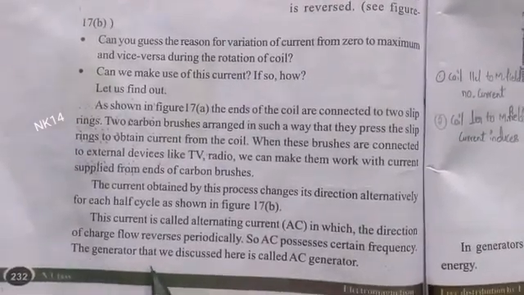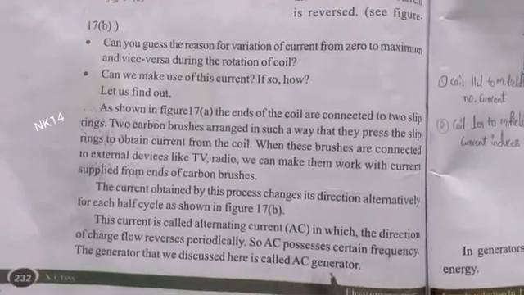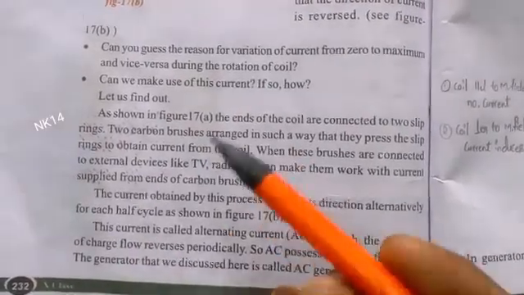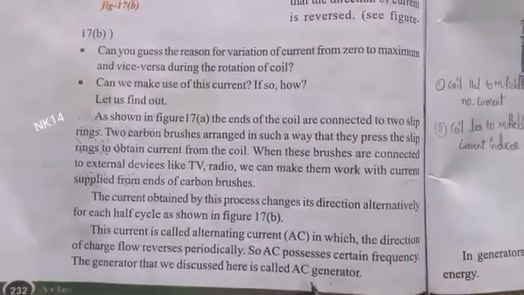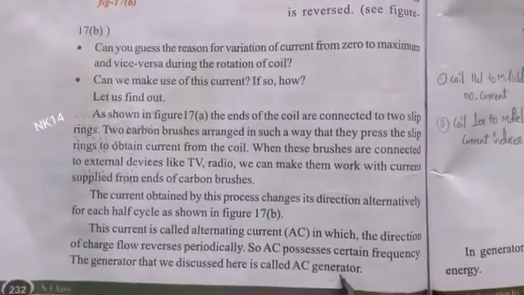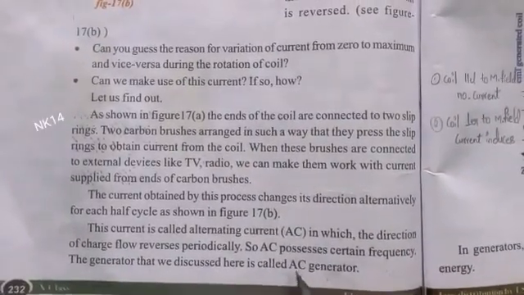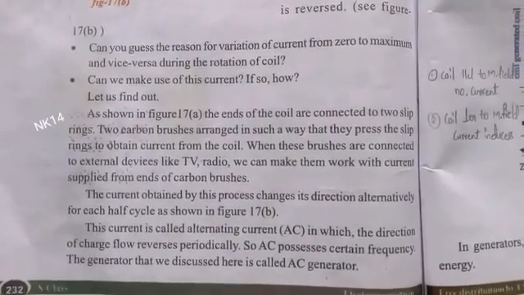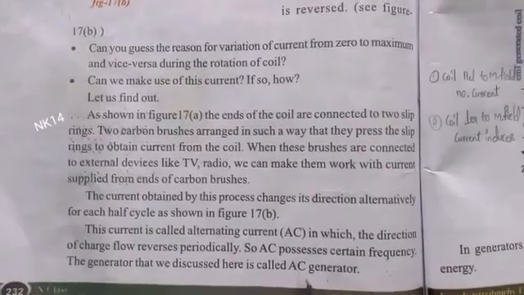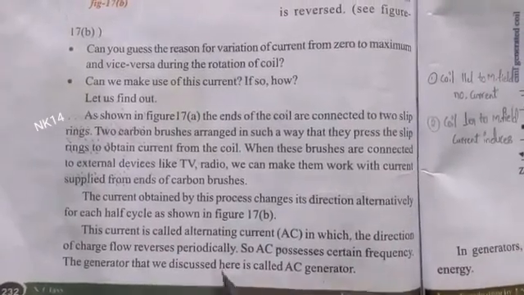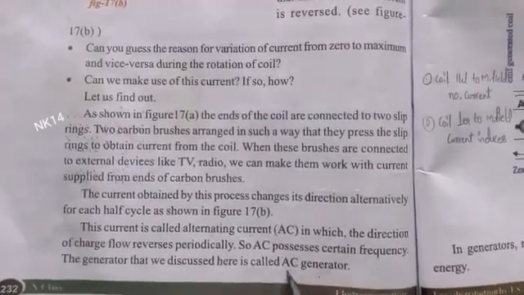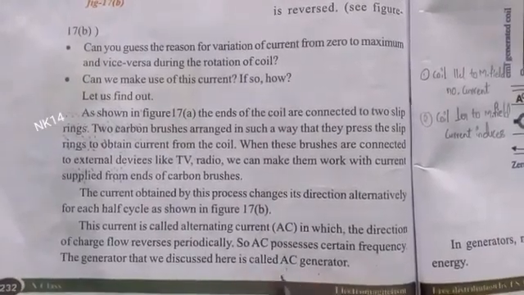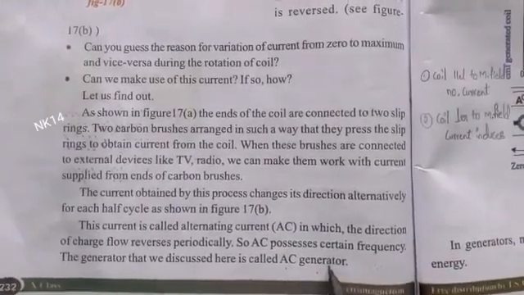The generator that we discussed here is called an AC generator. According to the way the current is generated, they are given the name. See, it is the AC generator. Why? Because the current it generates is alternating. In one half it reaches the positive, in the other it reaches the negative. So the current got its name as alternating current, and the generator that generates alternating current is called an AC generator.